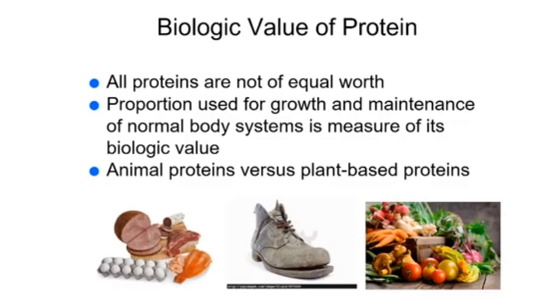Here we will understand a little bit about protein quality. That is indicated as the biological value of protein, and this biological value depends on the distribution of amino acids. So all proteins are not equal in worth. The proportion used for growth and maintenance of the normal body system is the measure of its biological value. So this depends on the distribution of amino acids, or essential amino acids.